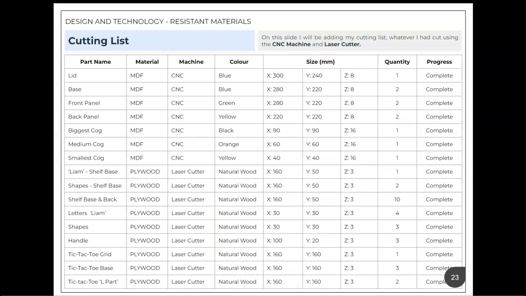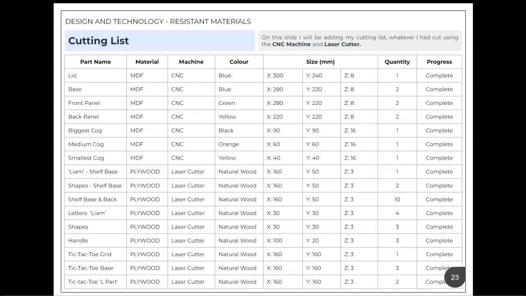And finally, cutting list. So this is simply all the parts you need to manufacture. We need to know the name of the part, the material, and then we need to know the size, the length, width, and thickness, and the quantity, how many you need to make. And that's it. That's the whole of Criteria 5.